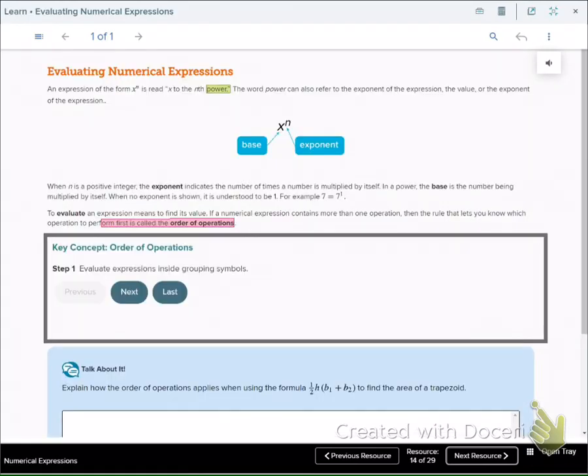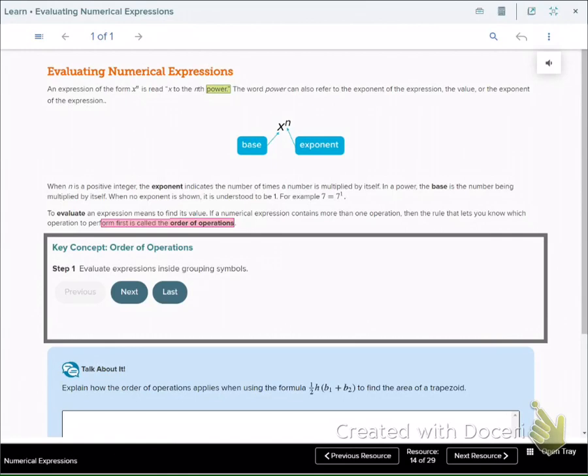Sometimes they throw exponents into the problem, so we have to look at where those come into play when we're evaluating a numerical expression. So again, the base is the x here, and the little tiny number, the little n, is our exponent. We refer to the whole thing as a power. A lot of times people just refer to the whole thing as an exponent, and I'm really guilty. I think I even did that earlier in this video. I'm guilty of doing that myself.